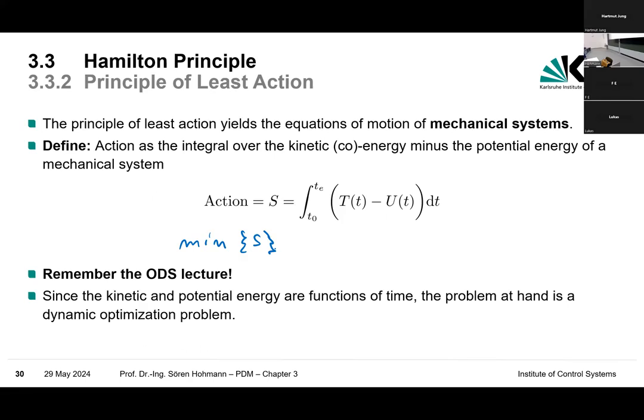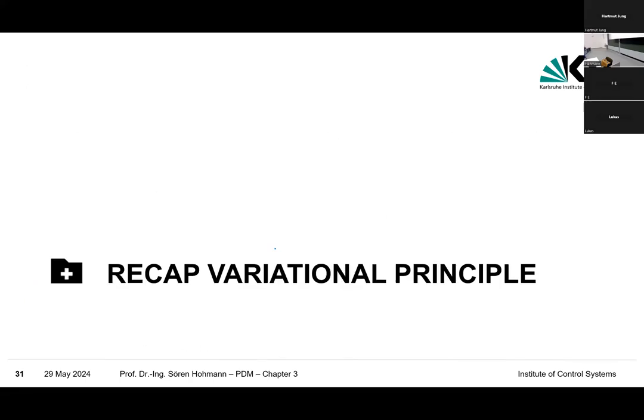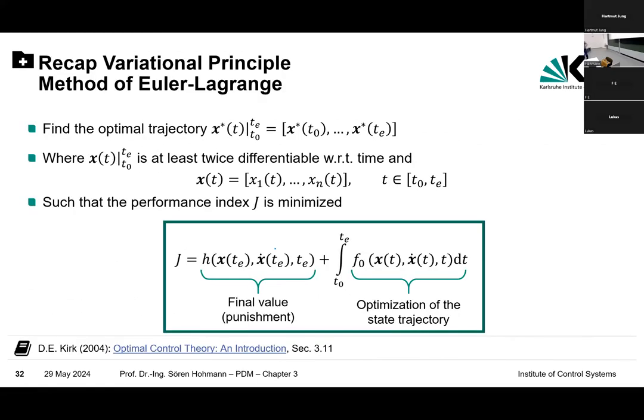And if you remember, and this is just a recap for you, I just copied some of the slides from ODS, to repeat the topic. In general terms, we start with the more complex situation. We have an objective function, and we try to minimize this part and this part, so final values and the state trajectory, and we learned how to do that. And if you remember how we got the Euler-Lagrange differential equations, perhaps we varied the different trajectories.